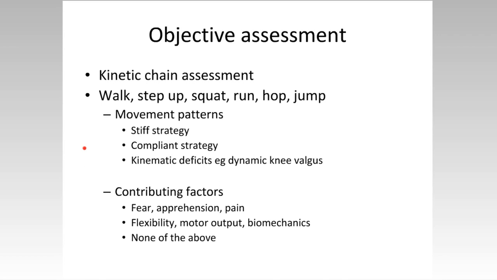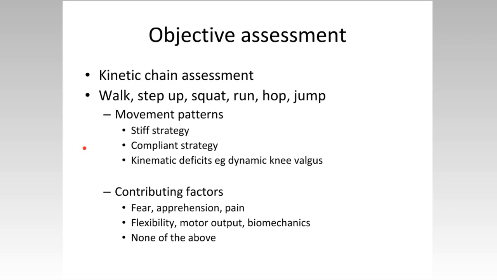And then the other thing that's critical to examine is the kinetic chain. So looking at the kinetic chain function, the important thing to do here is to look at movement patterns that are specific to their function. If you've got a walking person, you need to look at them walking. If you've got a runner, you need to look at them running, and then you can break up those movements: step ups, squats, double and single leg, hopping and jumping, depending on their activity and function.